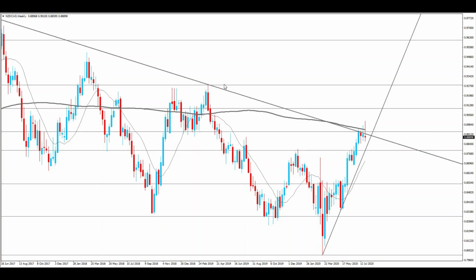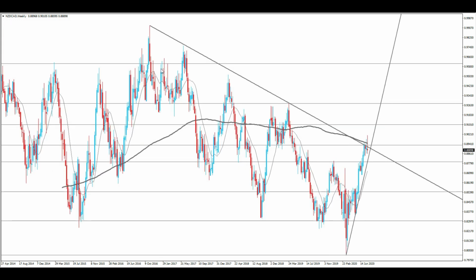Okay, so for NZD CAD, I'm going to start on the weekly time frame. I've been talking about this downwards trend in the weekly time frame for some time now. You can see that we've had this trend line with 1, 2, and now we've got a third touch of that trend line. So expecting price to respect that trend line and continue that downwards trend on the monthly chart.